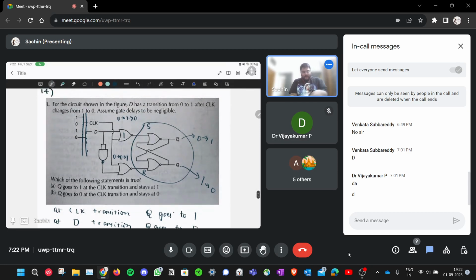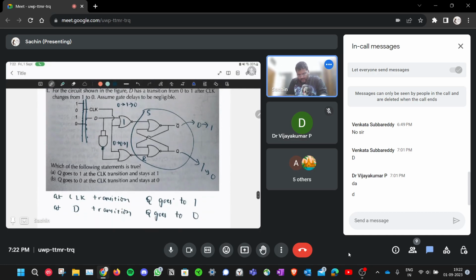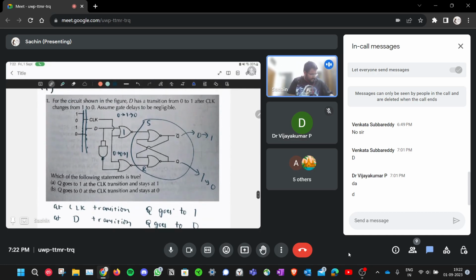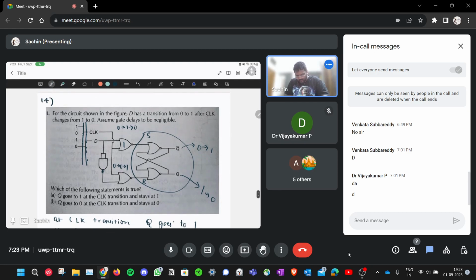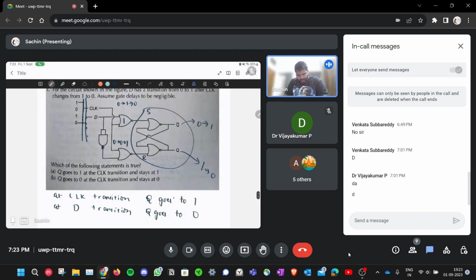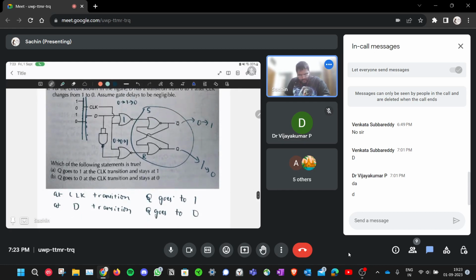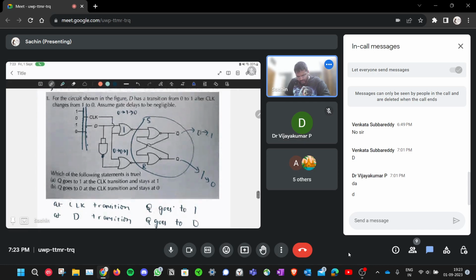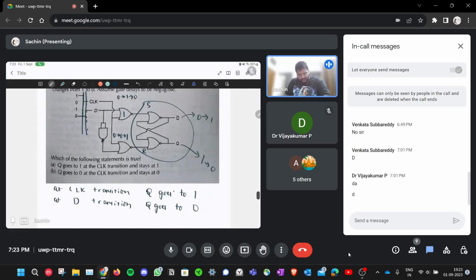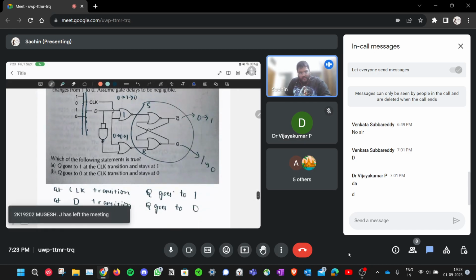Okay, maybe this is from a previous year GATE paper. It's from 2008 or something. So it's a pretty old paper. Maybe they made a mistake, or maybe the person who printed the book made a mistake. I'm not sure. At least analysis wise, I hope you understood how you would analyze this thing.